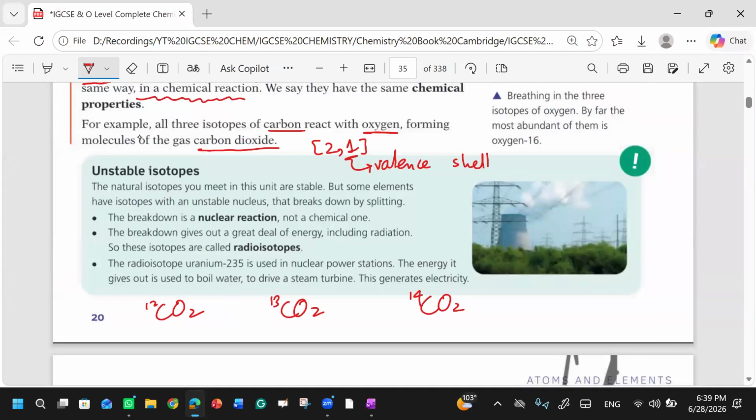Now they have mentioned, for example, all the 3 isotopes of carbon react with oxygen forming molecules of the gas carbon dioxide. Are you clear with this? Like this carbon dioxide, and this. Okay.